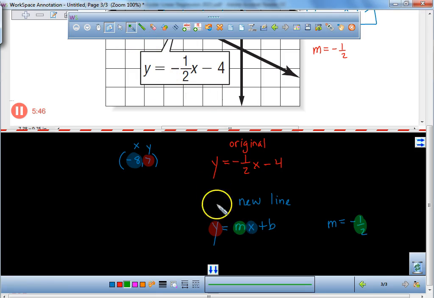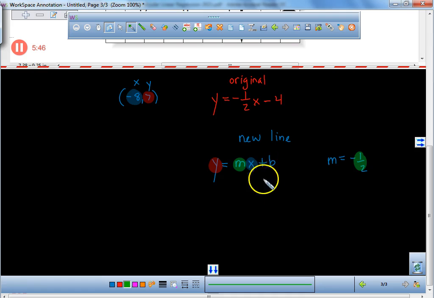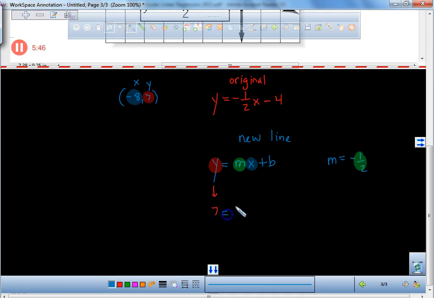This is how you could do it algebraically if you didn't have a graph and you didn't want to make a graph. So what's the number that I'm going to plug in here for my y value? 7. Very good. What number am I going to plug in for my slope? Negative 1 half. Very good. And what number am I going to plug in for my x value? Negative 8. Very good. And what's this going to allow me to do? It's going to allow me to solve for my b value. Now, we already figured out our b value through the graphing. We figured it out to be 3. So let's see if this works.